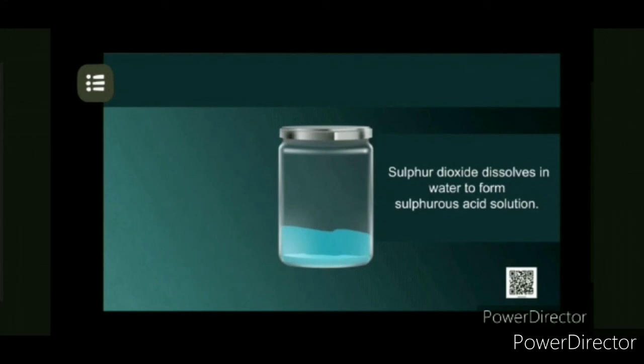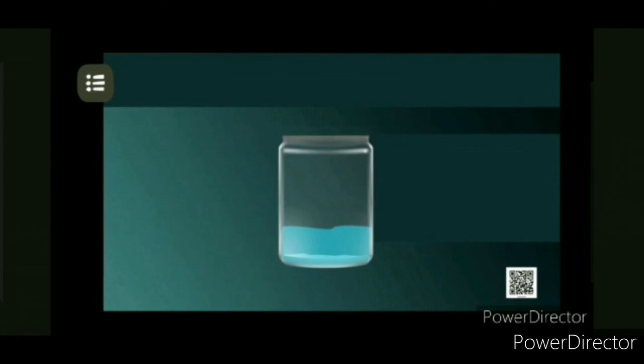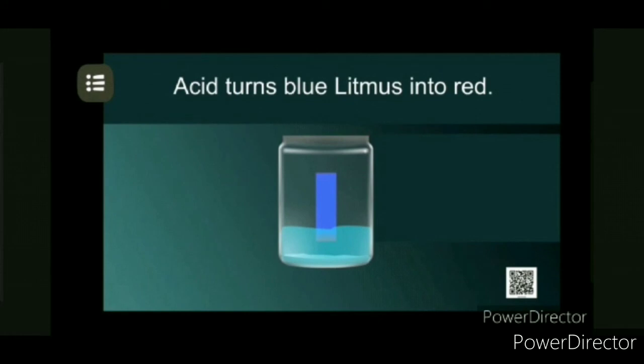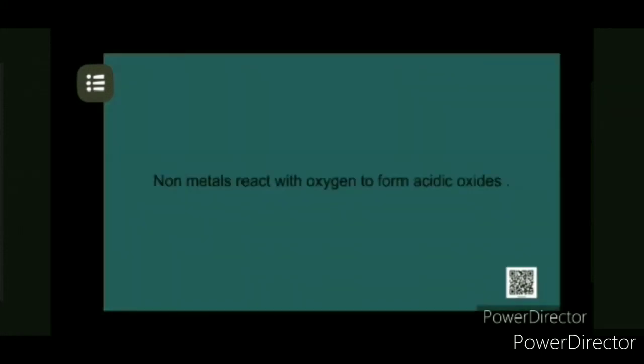Sulphur dioxide gas dissolves in water to form sulphurous acid. Now test this sulphurous acid with blue litmus paper. It turns blue litmus into red and it shows that it is an acid. So, with the help of this activity, we can conclude that non-metals react with oxygen to form acidic oxides.